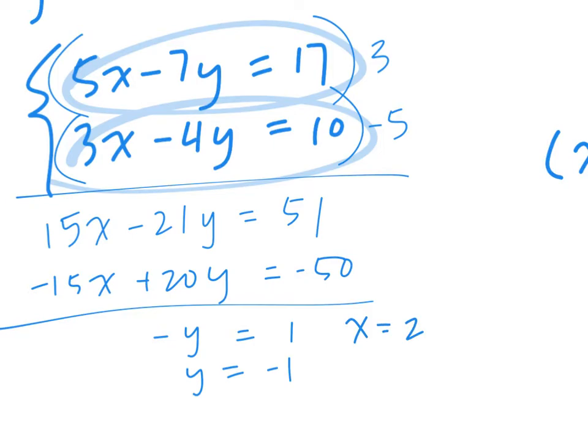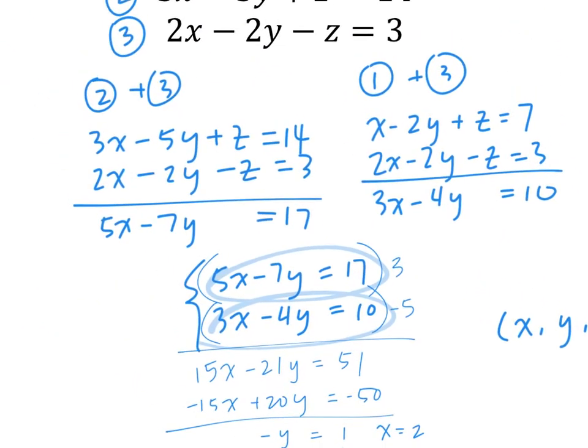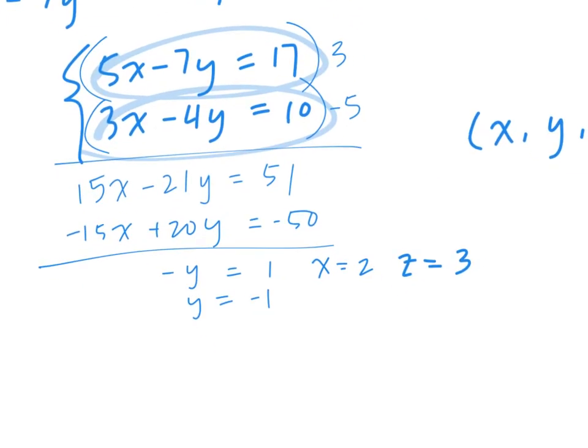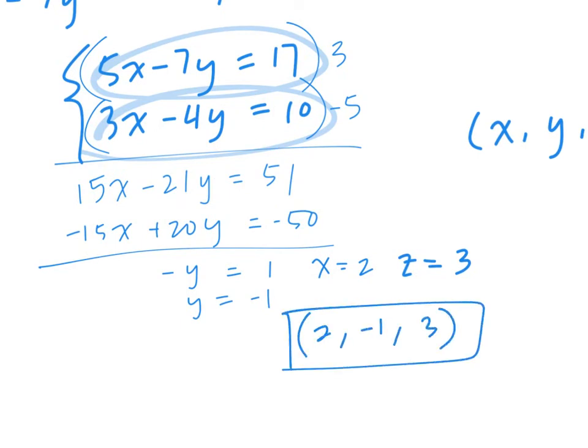And the last thing you're going to do is pick any of the equations that you started from. You're going to find z. And z in this case is 3. So then the answer is 2, negative 1, 3. If you forgot how to do that, make sure you review last year's Algebra 2. I think it's in Chapter 3.